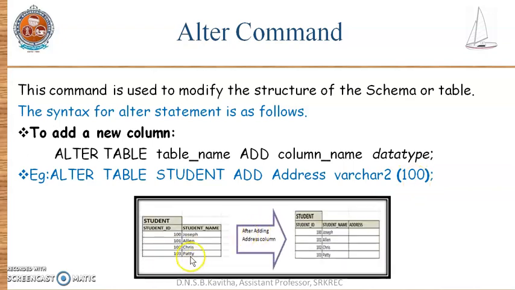Let us see here. First, we have created a table with student ID and student name. There is no address added to this table. After adding the column address with the help of this alter command, we will have now address as the new column added to our table.